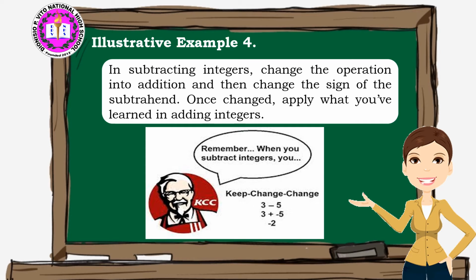So we have 3 minus 5. We're going to keep positive 3, change subtraction to addition, and change positive 5 to negative 5. Therefore, we have 3 plus negative 5, which gives us the answer negative 2.